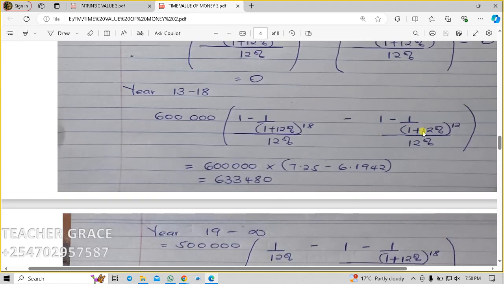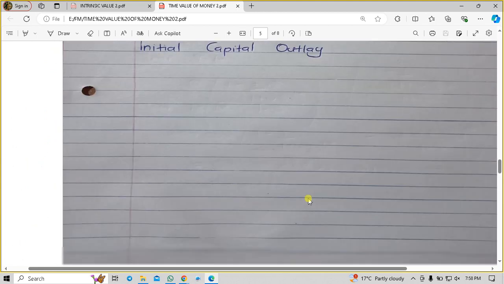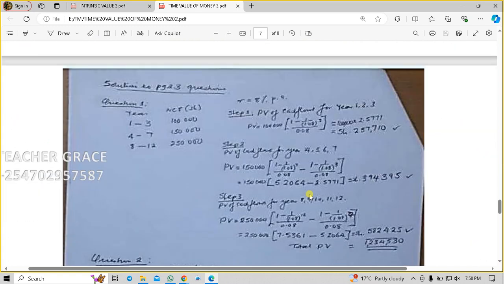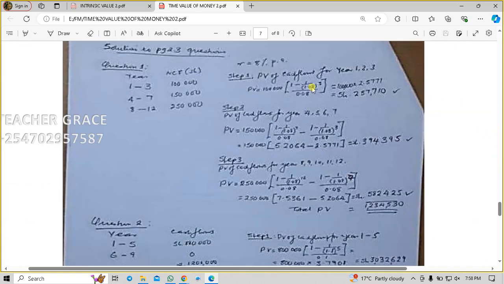Here we were saying 1 plus 12% is 2 power 12. So in this other question it is 1 plus 8%. 8 when you divide by 100 is 0.08. So 1 plus 8% is 1.08. So that is what has been used in this case.